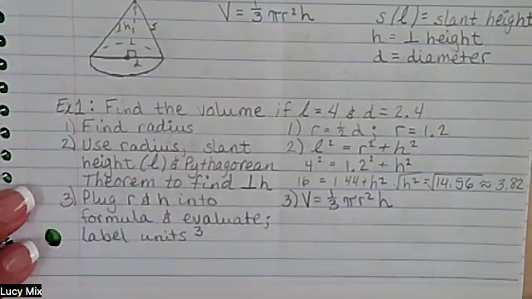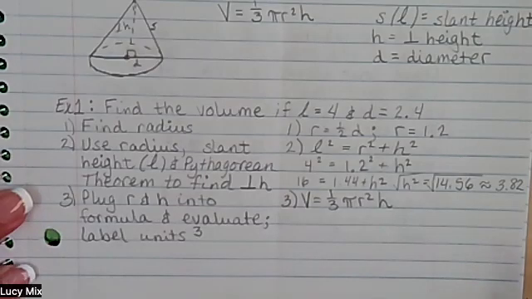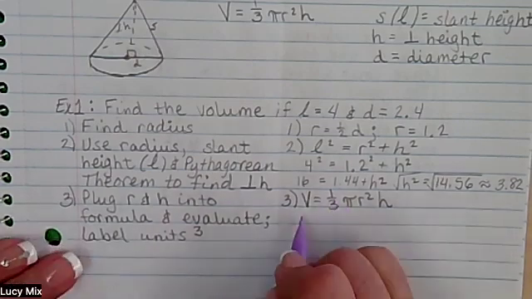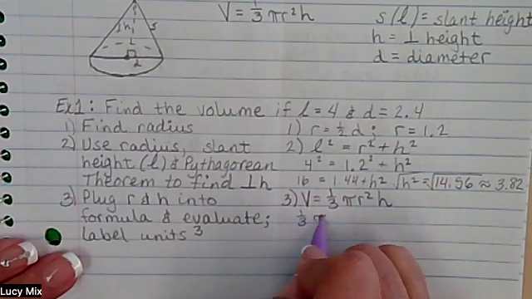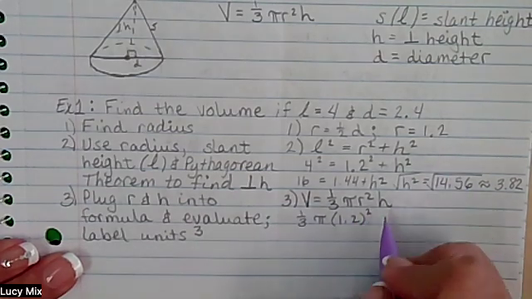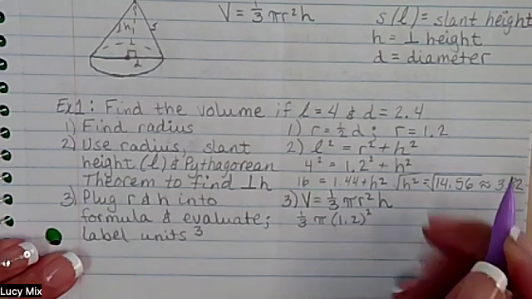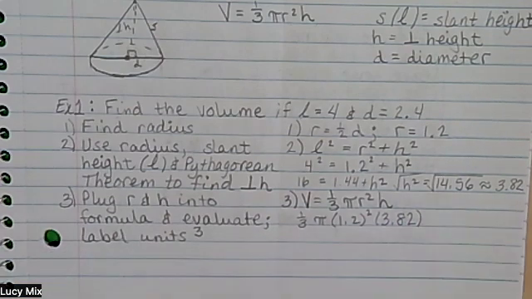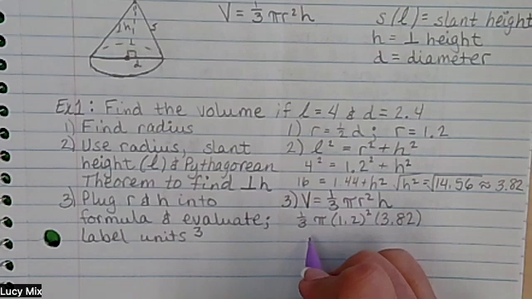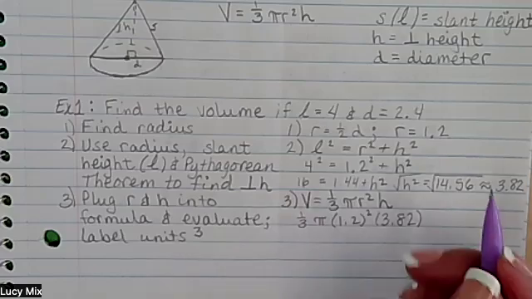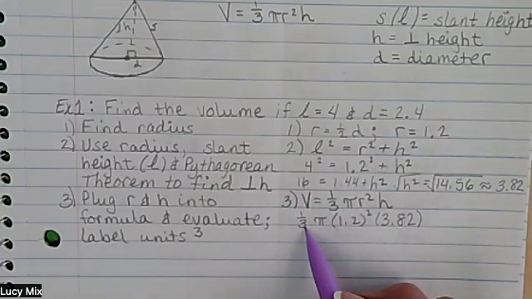Now, plug all that into the formula and evaluate it. And don't forget to label units cubed. So we have 1/3 pi, radius 1.2 squared times perpendicular height of about 3.82. Type that into the calculator. And instead of times 1/3, remember, divide by 3.